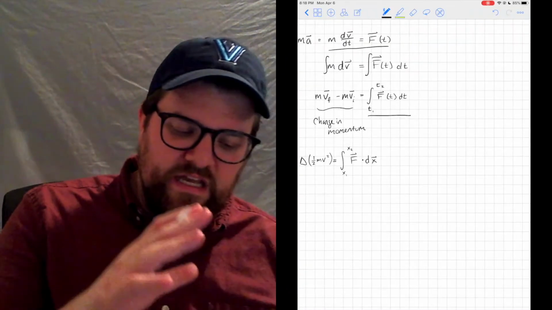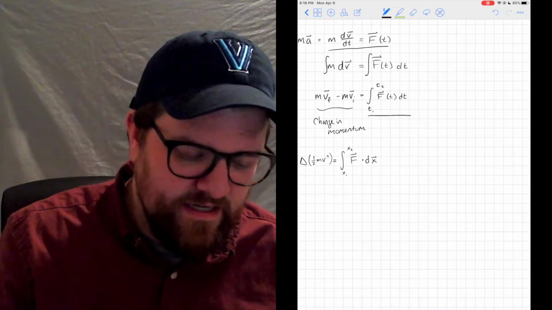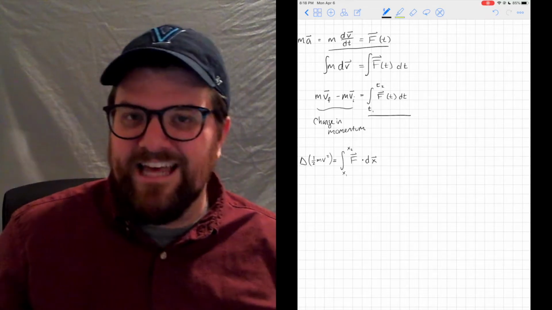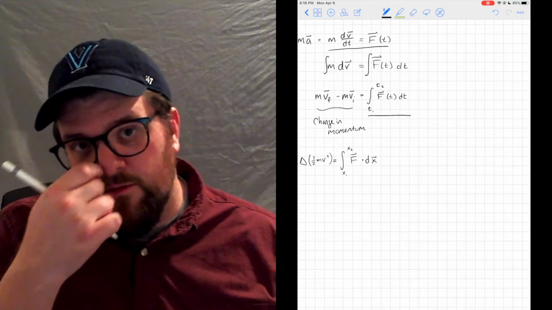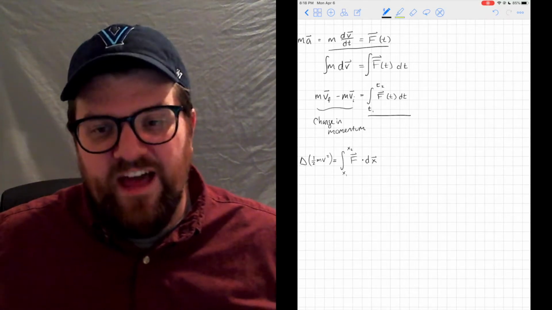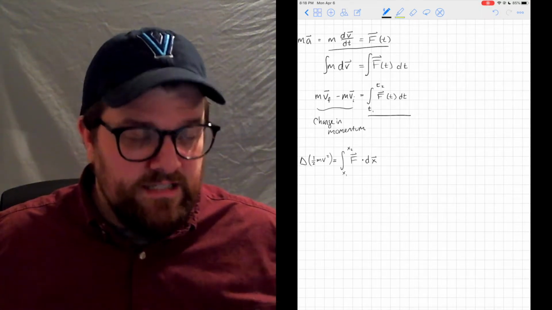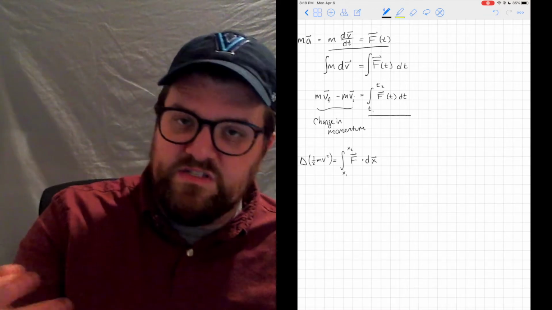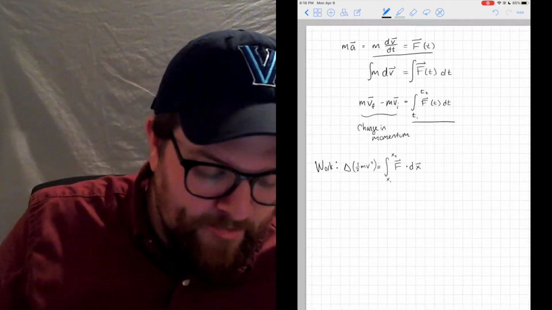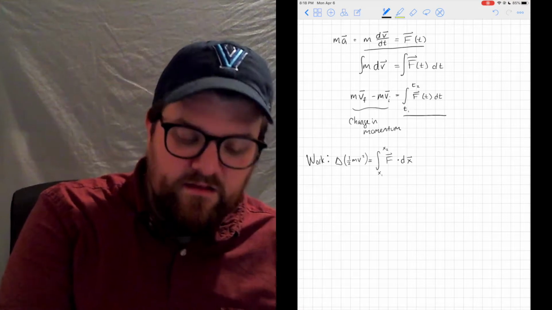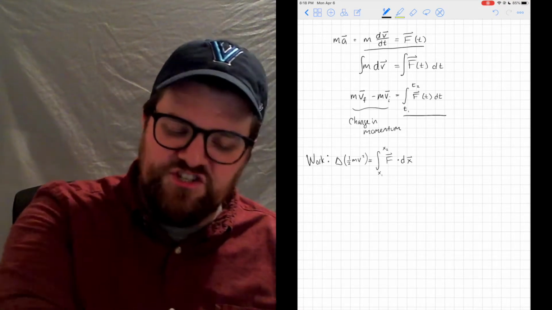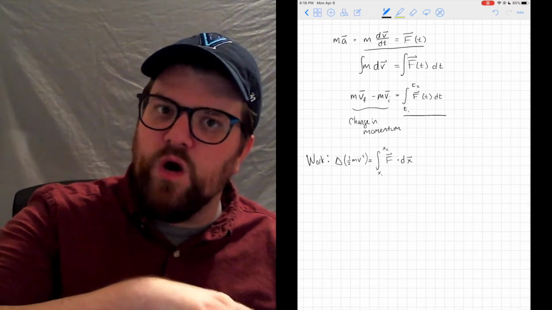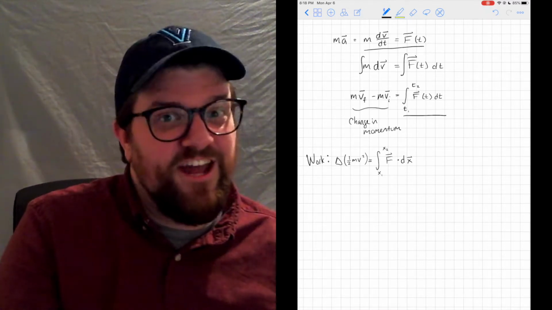We said that we had a change in momentum, this mvf minus mvi. We also said that that was equal to the integral of F of t dt, from some time 1 to time 2. We drew parallels of this change in momentum to a work or a change in kinetic energy, right?